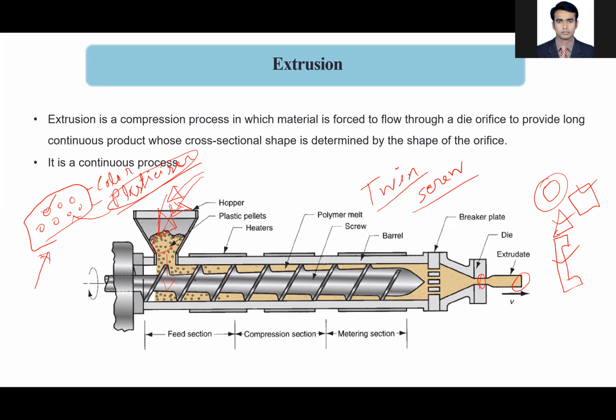feed section. In the feed section, if you look carefully at the image, the screw diameter is small at the feed section, and the diameter is maximum at the metering section. This is called the metering section, and this is the feed section. The screw is divided into 3 different sections: feed section, compression section, and metering section. The diameter of the screw is small at the feed section and larger in the metering section, and the channel, the cylinder through which the material is passing, is of uniform thickness. The barrel diameter is uniform all over the length.